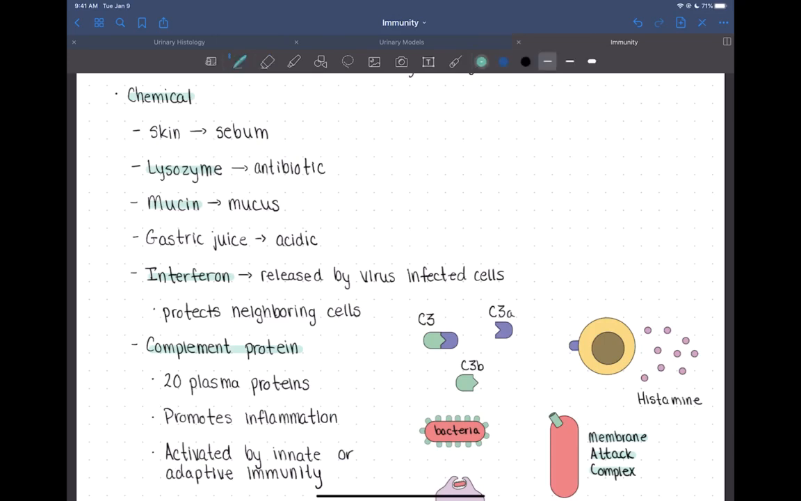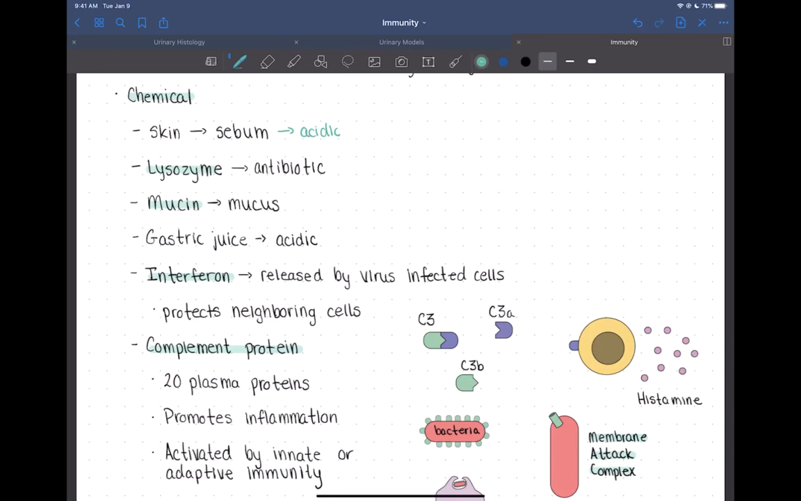So the skin secretes sebum, right? That's the oil in the skin. It actually does function in the immune system because it is acidic, okay? And it makes the surface of the skin slightly acidic. And so a lot of bacteria are sensitive to pH, so that acidic environment would help to limit bacterial growth.